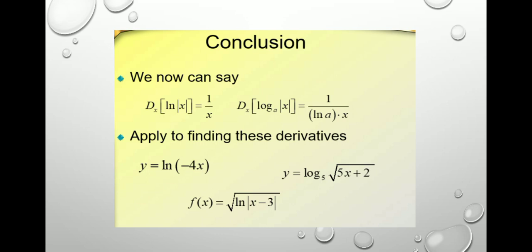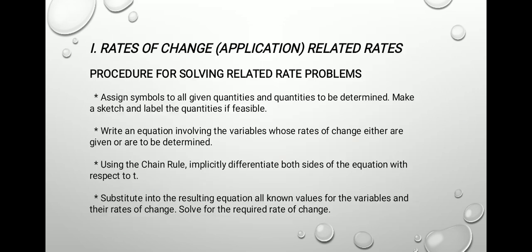The conclusion is we now can say that d sub x of the quantity ln absolute of x is equal to 1 over x. D sub x of the quantity log a absolute of x is equal to 1 over the quantity ln a times x. Apply to finding these derivatives. Y is equal to ln of the quantity negative 4x. Y is equal to log 5 of square root of 5x plus 2. F of x is equal to square root of ln absolute x minus 3.